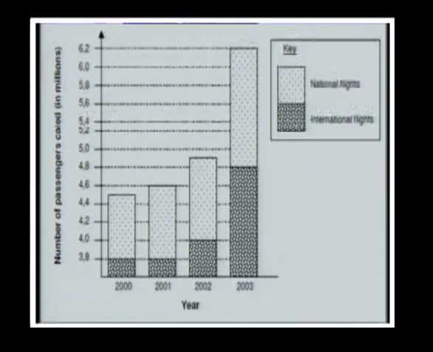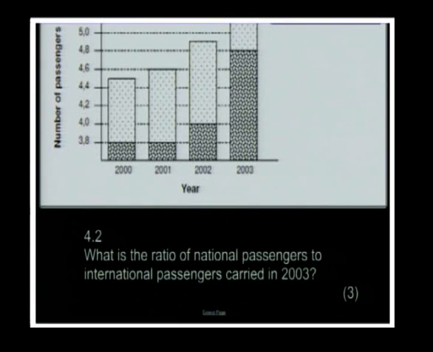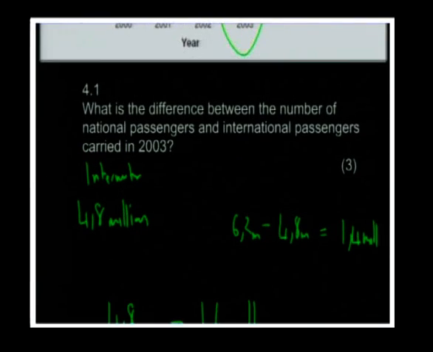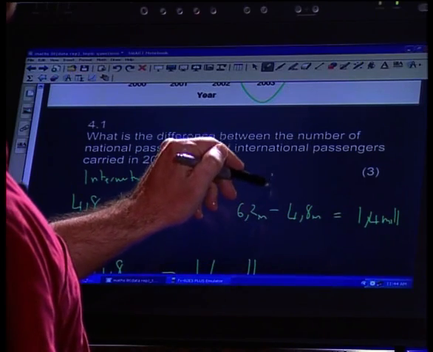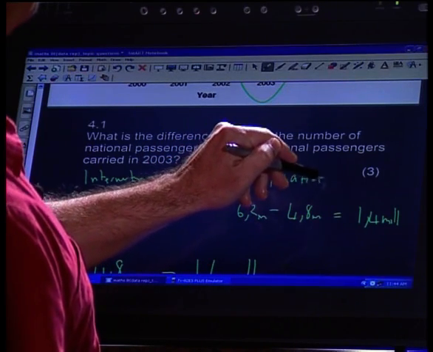So far so good. Let's move on to part 2 of the question. 4.2 asks, what is the ratio of national passengers to international passengers carried in 2003? Well, we've already done part of this question. We can use the values that we already calculated. Remember, we had 4.8 million international passengers and 1.4 million national passengers.